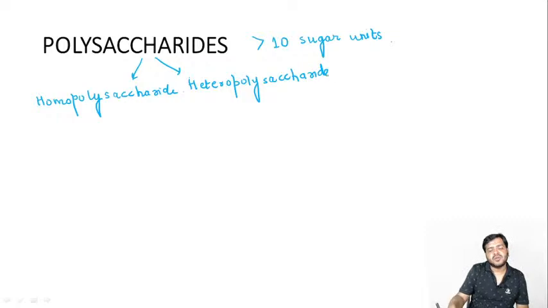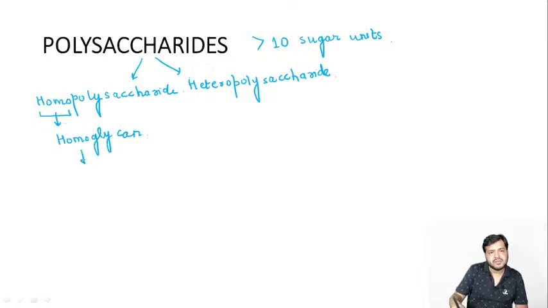Homopolysaccharides and heteropolysaccharides. Homo का मतलब होता है same. So we also call it homoglycan. Homoglycan basically simply means one type of sugar or monomer units.